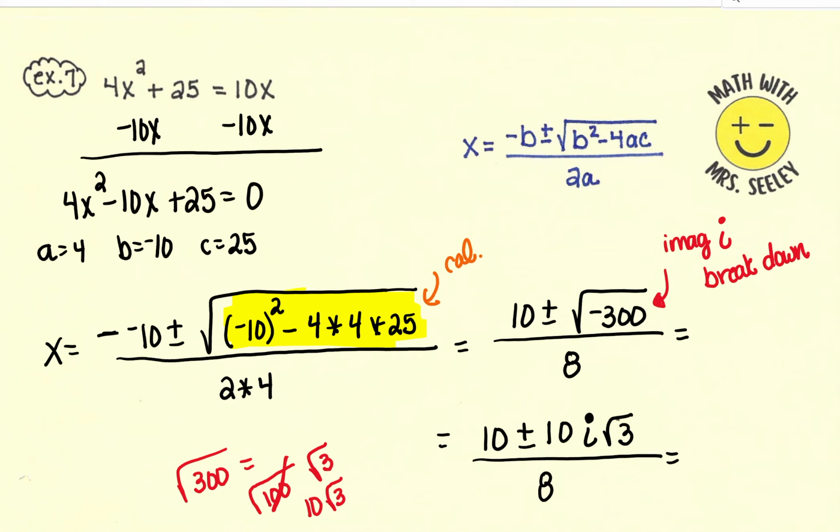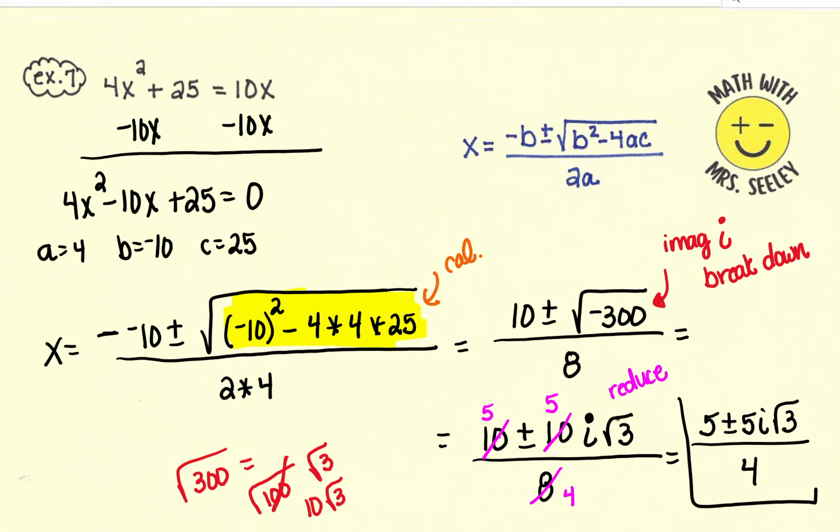And if you notice, this is another one where I can reduce. There's a 2 that goes into all of them. Now you can only reduce if it goes into all 3. So 2 goes in there 5 times, 2 goes in there 5 times, and 2 goes in there 4 times. And I get 5 plus or minus 5i square root of 3 all over 4. And that's your final answer.